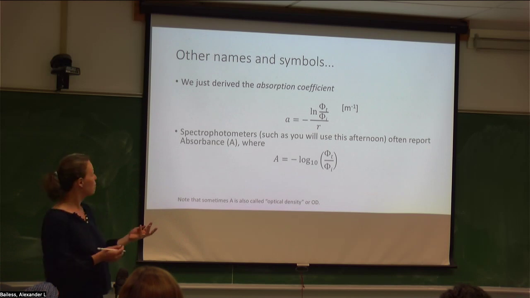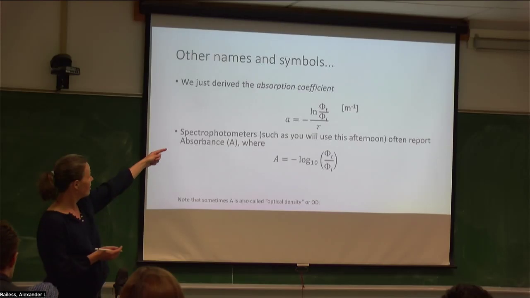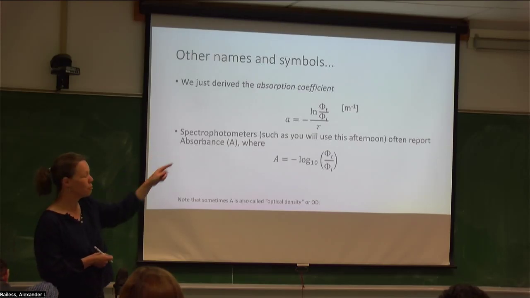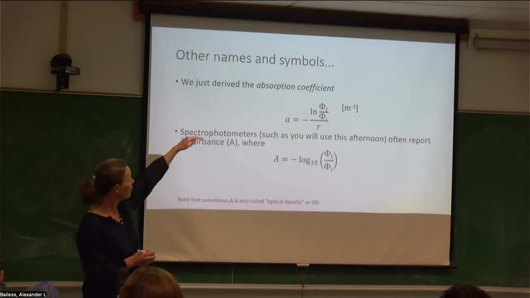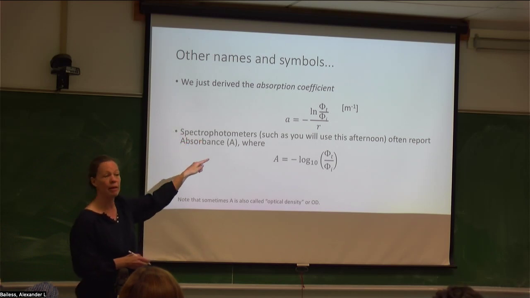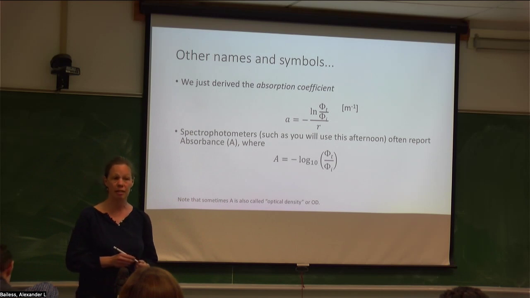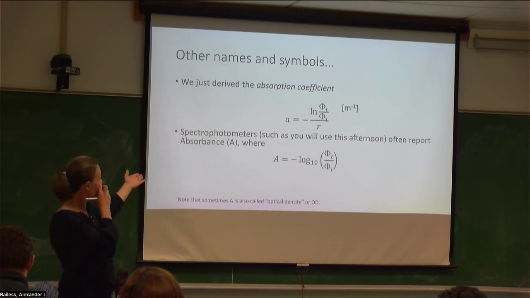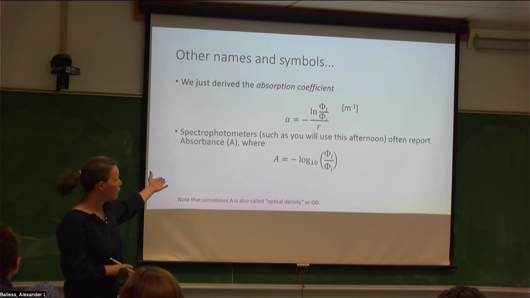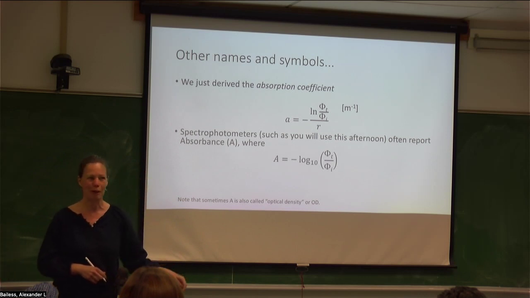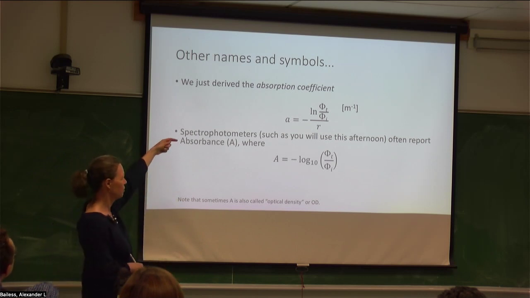Okay, so we just derived the absorption coefficient. And that's got units of inverse meters, right? Because the numerator is unitless, log phi over phi, and the denominator has units of meters. So it's inverse meters. Spectrophotometers, so we're going to use one this afternoon. Not AC meters are also spectrophotometers, but they just give you absorption coefficients.